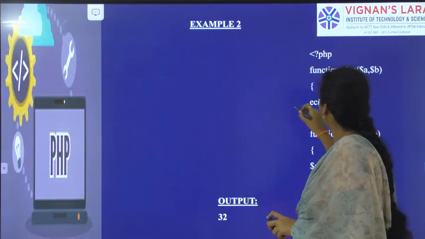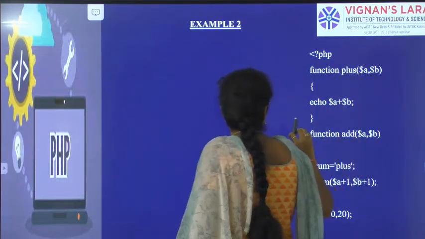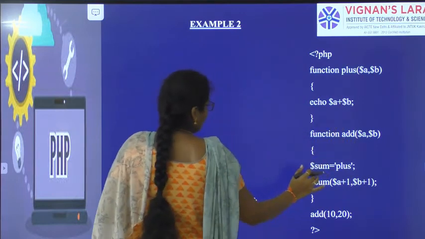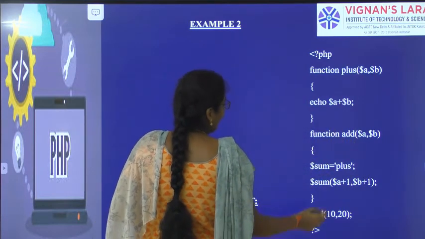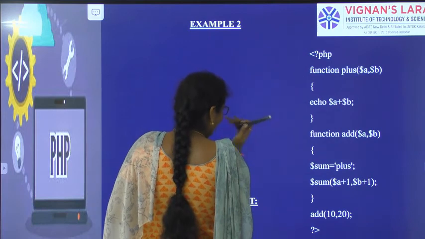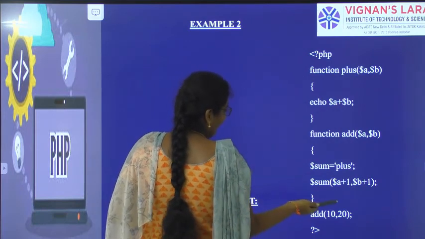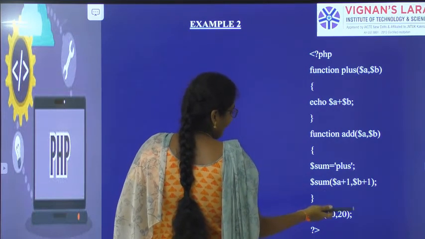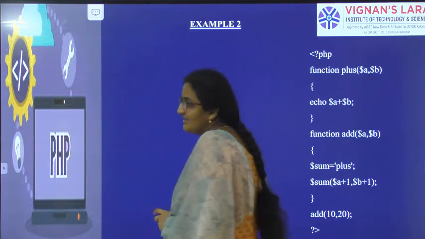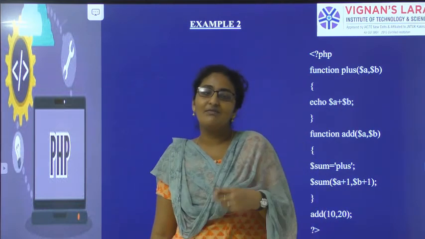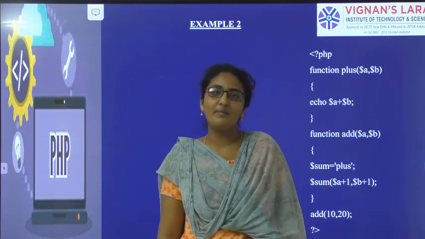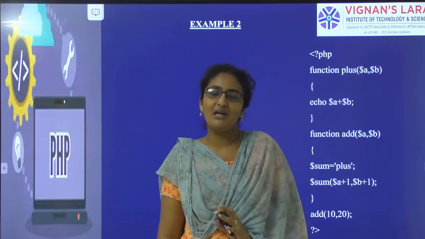So in this example, plus is the callback function, add is the user defined function, sum is the variable function. Because we have plus defined to sum, and in the sum we have the arguments like $a plus 1 and $b plus 1. So we will get the output as 32. So in one more class, if we discuss the last topic, unit 4 of web technologies will be completed.